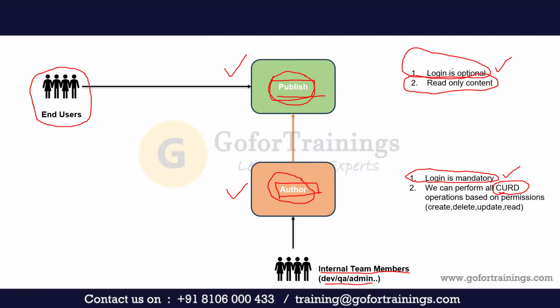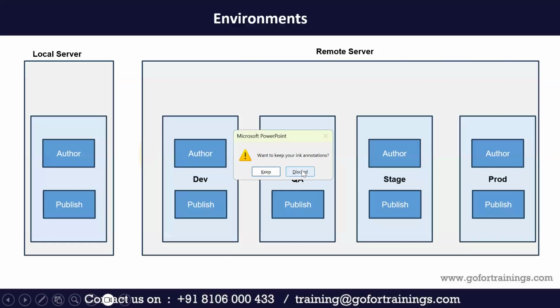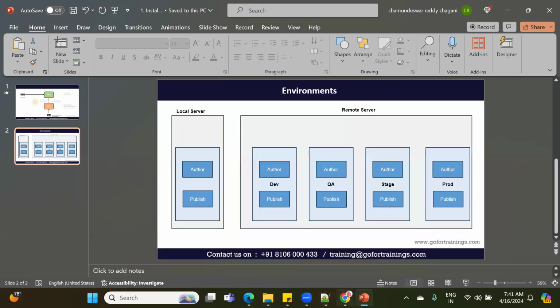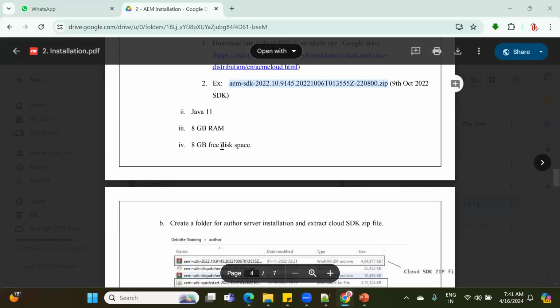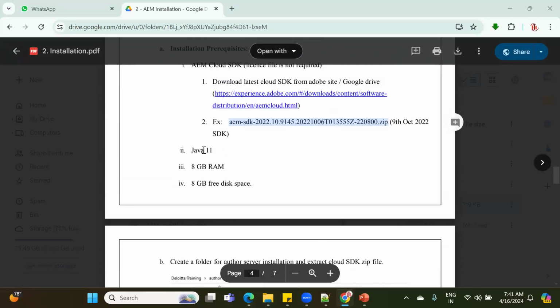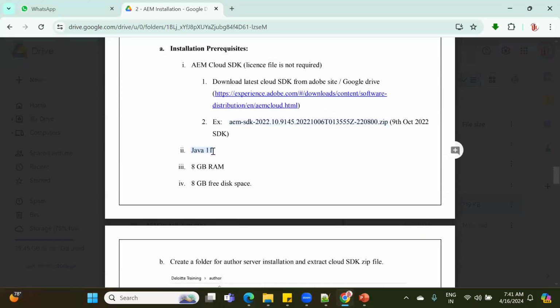What are the prerequisites to install author and publish servers? To install author or publish server, Java 11 is mandatory because AEM is a Java-based CMS platform.